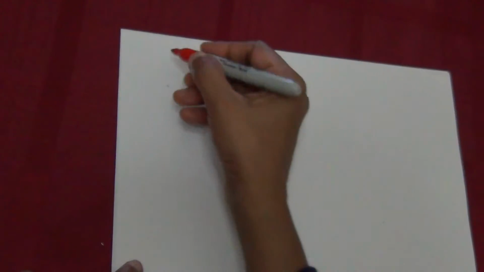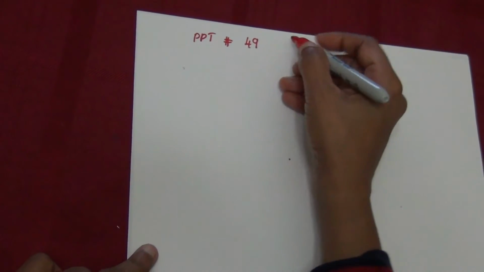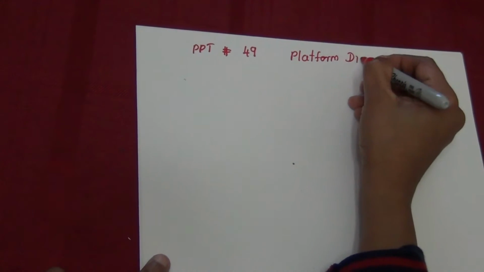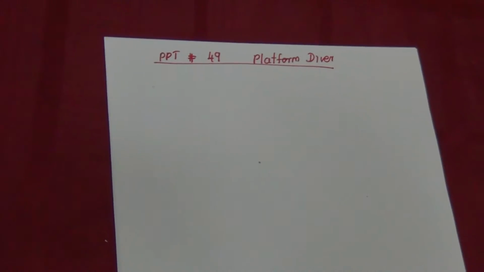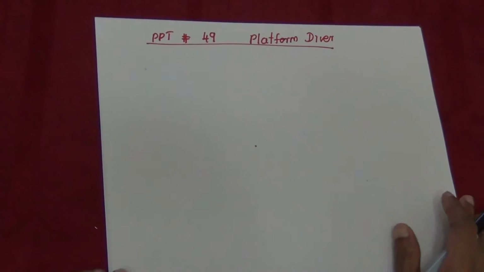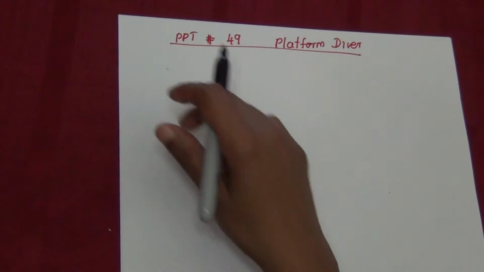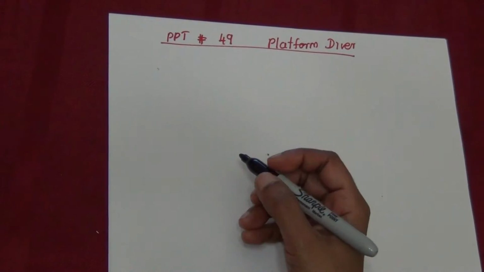Next I'm going to see another example, which is titled in the PowerPoint slide. PowerPoint slide number 49. The title is Platform Diver. So you can pause the video for a moment, go to the PowerPoint slide, read the problem and have a look at the diagram, so it will be easier for you. Once you have done that, then you can follow along with this.